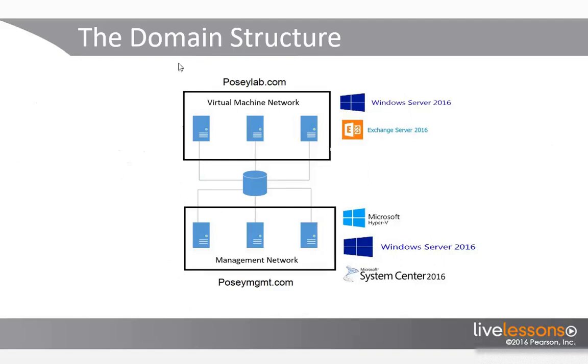Now, the virtual machine network is a little bit different. Remember, this is where our business workloads are going to run. Now, of course, this is a lab environment, so we're not actually going to be running production workloads. But if we were, they would run in the virtual machine network, which I'm calling posylab.com. So what are we going to be running in here? Well, we're going to have a number of virtual machines that are running Windows Server 2016, and at least a couple of those virtual machines are going to run Exchange Server 2016. So why Exchange? Well, let me flip to the next slide and I'll show you.